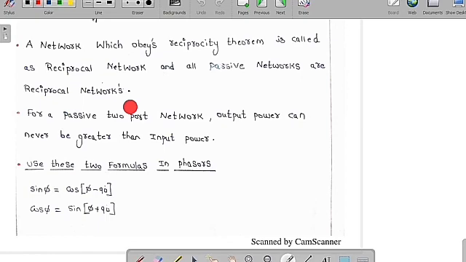So all passive networks are basically reciprocal networks because they satisfy the reciprocity theorem. For a passive two-port network, output power can never be greater than the input power. For any passive elements, some amount of energy is going to get lost, so we can conclude that the output power will always be lesser than the input power.